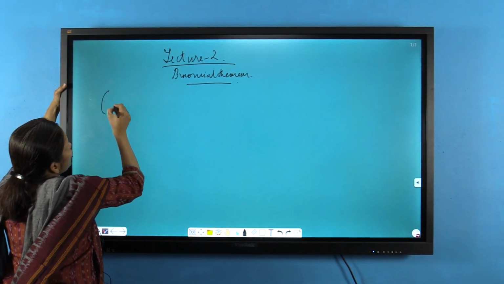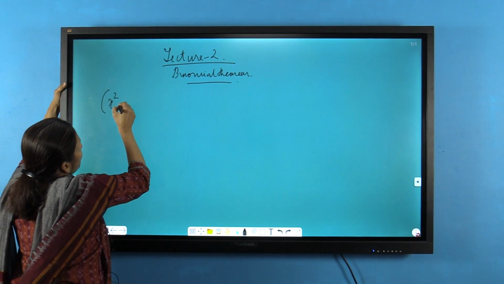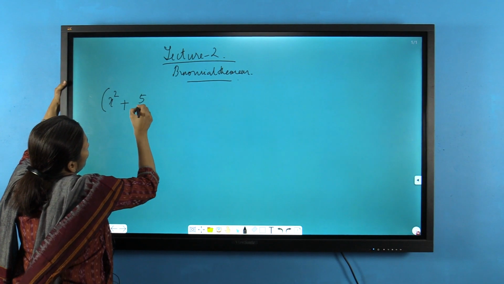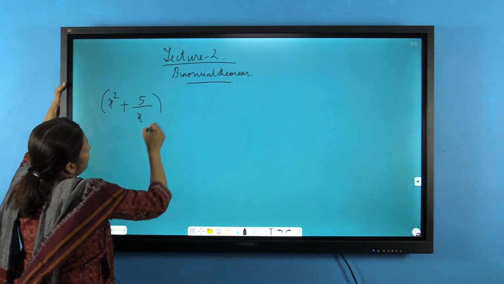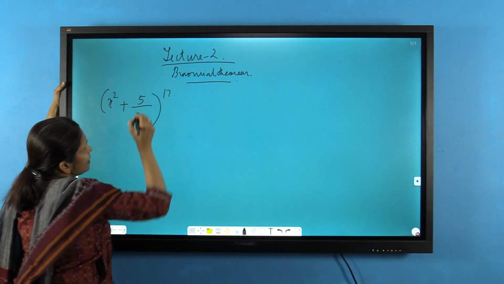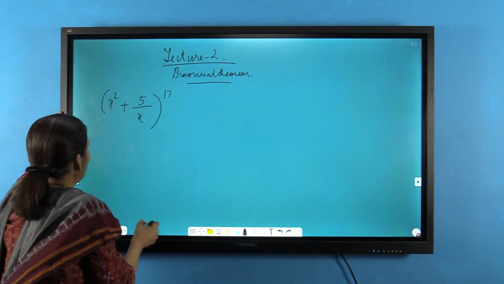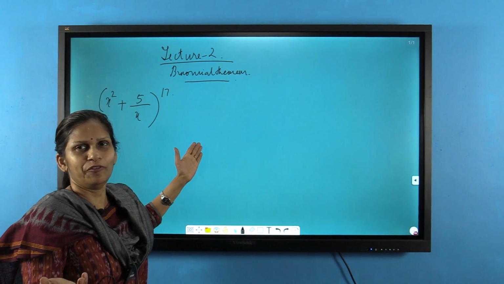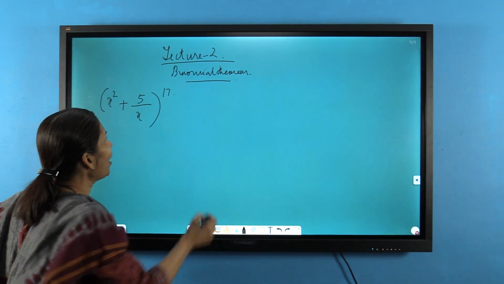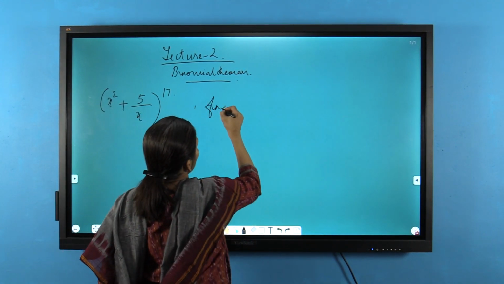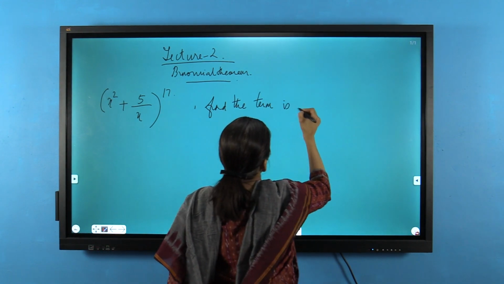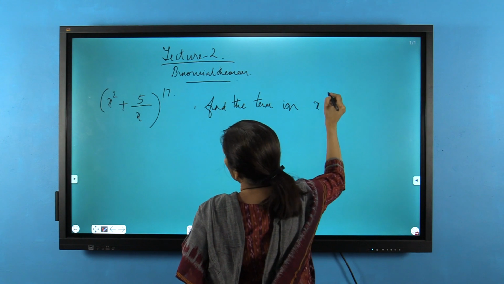In the expansion of (x squared plus 5 by x) the whole raised to 17, finding the 12th term I told you to do before, but suppose you are asked to find the term in x raised to 10.